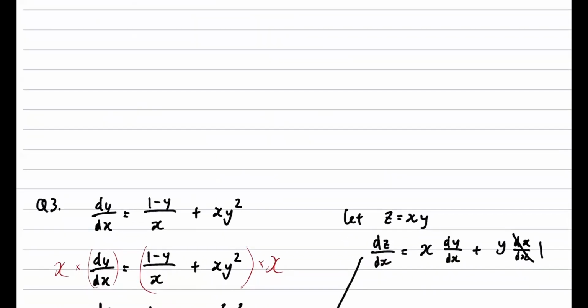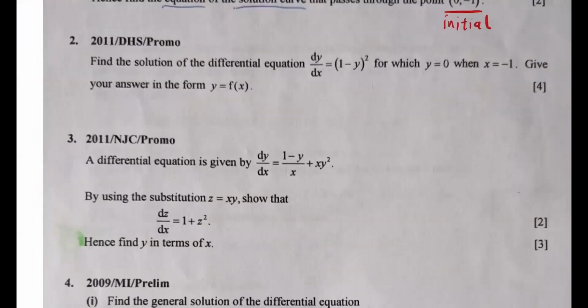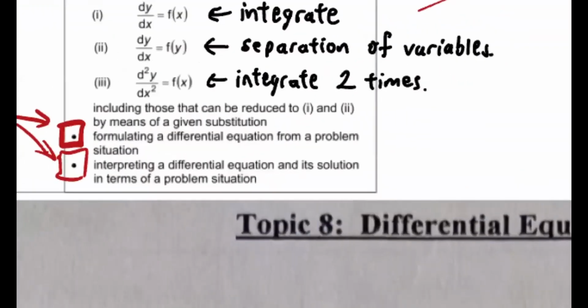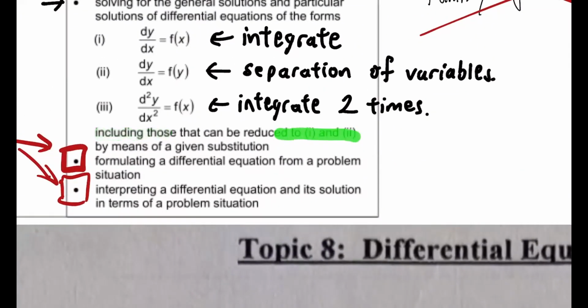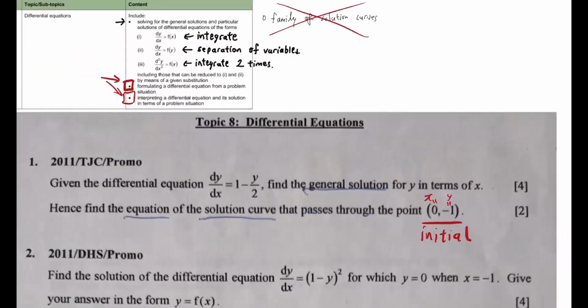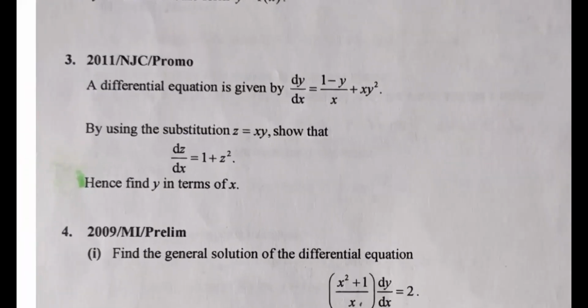Let's try question 3. This one is involving substitution. It is still in the syllabus. Let's take a look over here. They said, including those that can be reduced to part 1 and part 2 by means of a given substitution. So what this means is you need to use a clever substitution the question will give you, and from there you need to reduce it into part 1 and part 2. And then you are able to solve. Maybe that doesn't really make sense. I'll just go through the question, then it will make more sense.